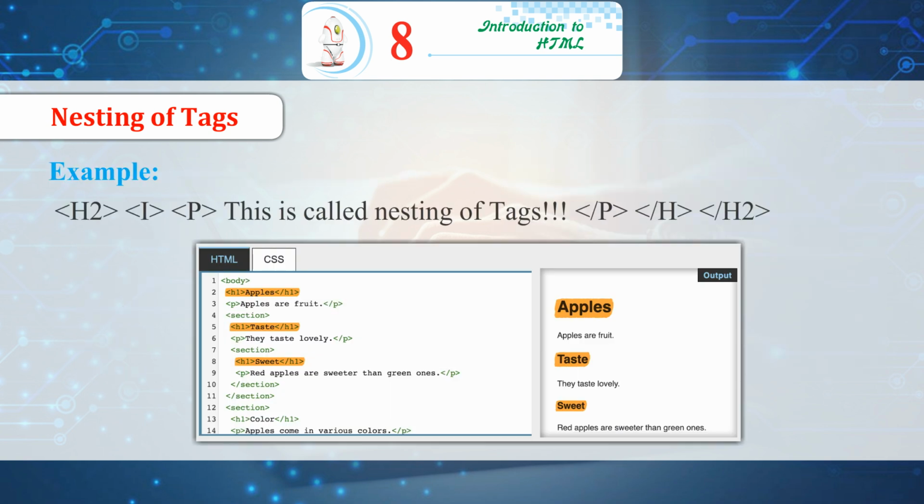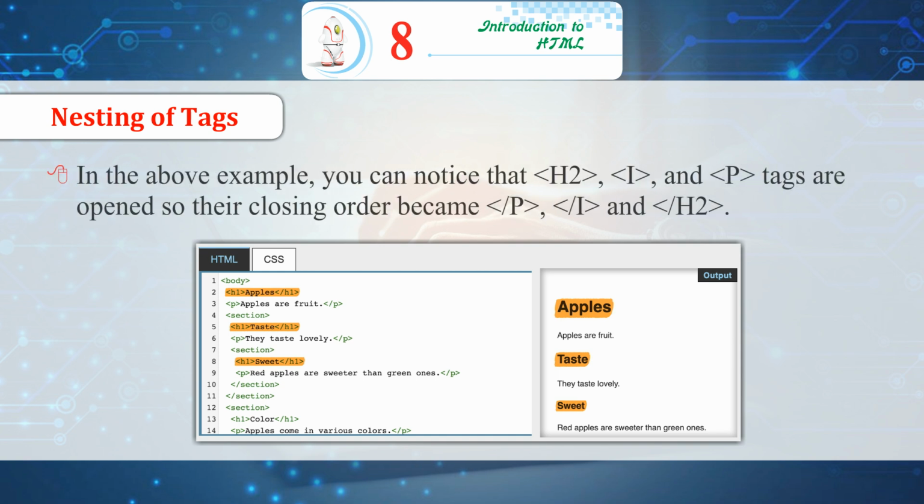Example: H2 tag, I tag, P tag. This is called nesting of tags. Close P tag, close I tag, close H2 tag. In the above example, you can notice that H2 tag, I tag and P tags are opened, so their closing order became close P tag, close I tag and close H2 tag.